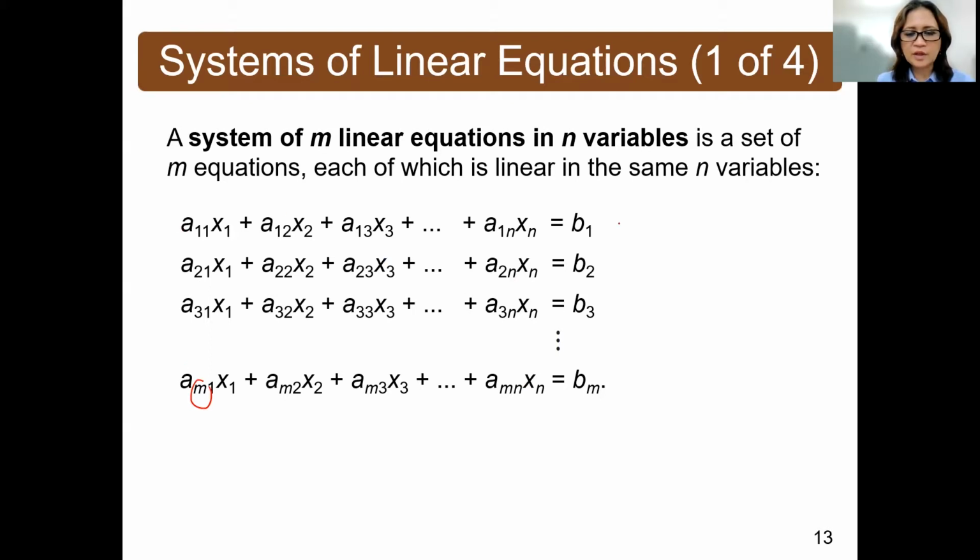For example, in equation 1, we have a sub 11 x sub 1 plus a sub 12 x sub 2 plus a sub 13 x sub 3 plus dot dot dot plus a sub 1n x sub n equals b sub 1. Equation 2, we have a sub 21 x sub 1 plus a sub 22 x sub 2 plus a sub 23 x sub 3 plus dot dot dot plus a sub 2n x sub n equals b sub 2.